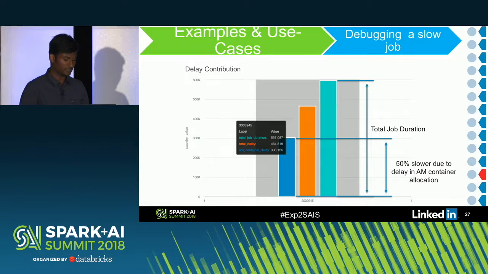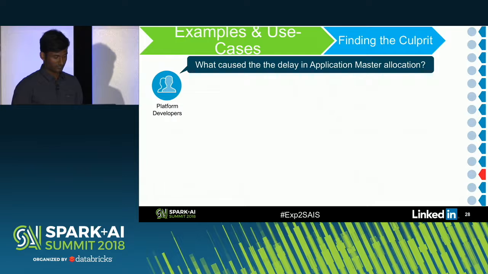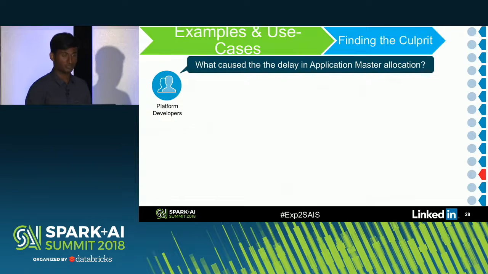So at this point in time, the user has confirmed that there's nothing wrong with his job or flow, but it was some external factor due to which his job was slow. He would then come back to the platform team and report this. Being a part of the platform team, you would be curious to know why there was this issue, and want to identify the root cause of why there was this AM container allocation delay.